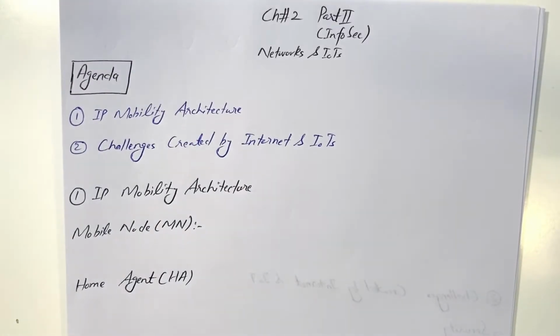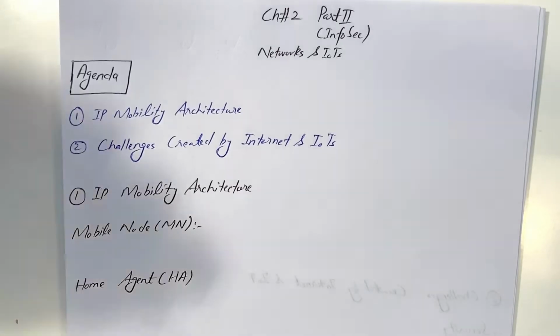Hello everyone. So let's start over chapter number two, part two. So in part one, we discussed the TCP/IP model, we discussed the OSI model, and then we discussed the definition of IoT. We discussed the impacts of IoT on businesses and on our daily life as well.